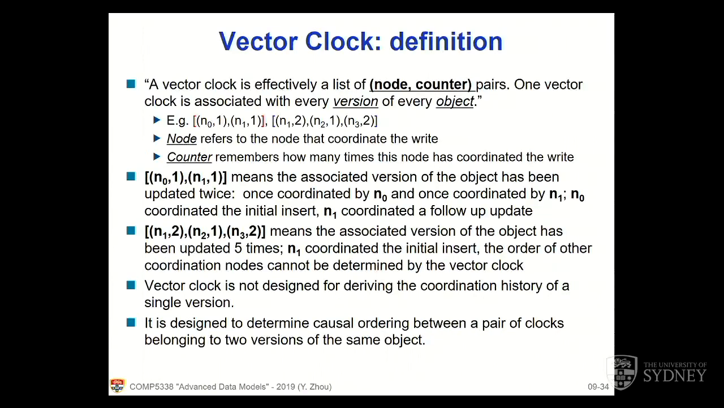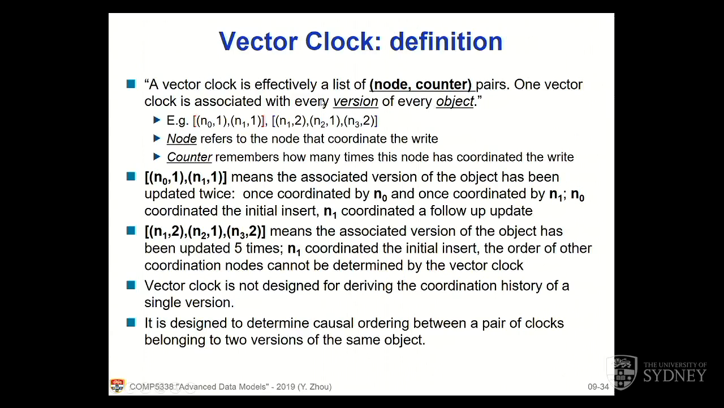The causality means if the version is directly in front of, before the other version, is like when the writer is actually updating that version. Okay, so what is a vector clock? It's a list of node and counter pairs.